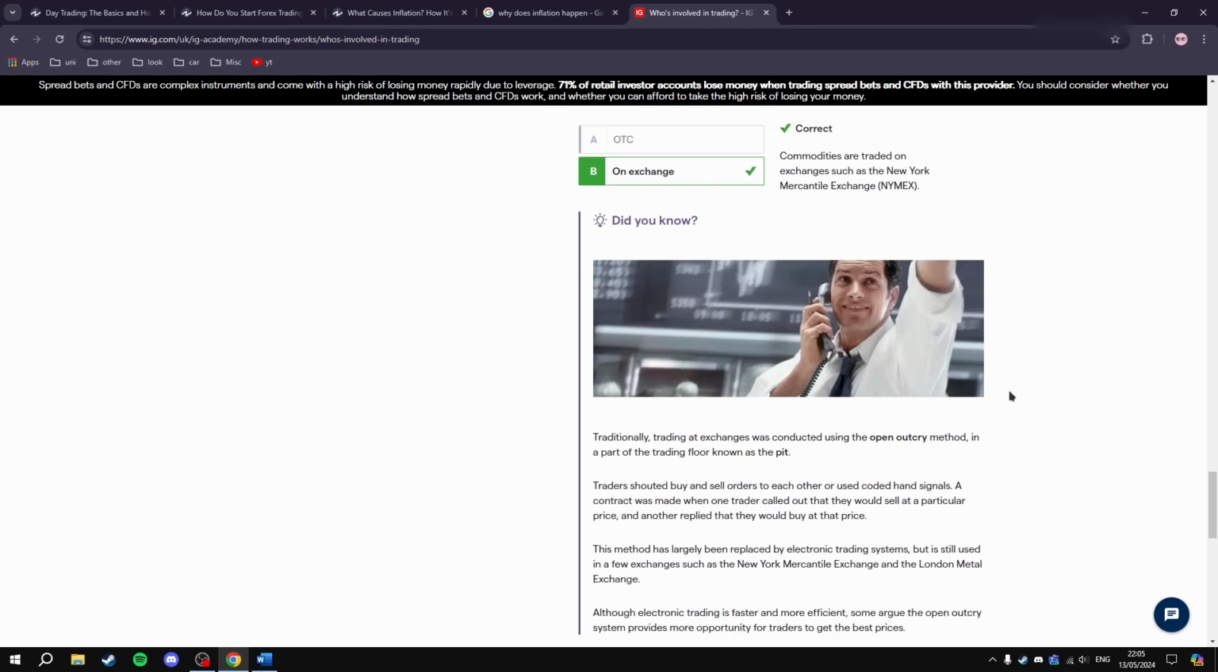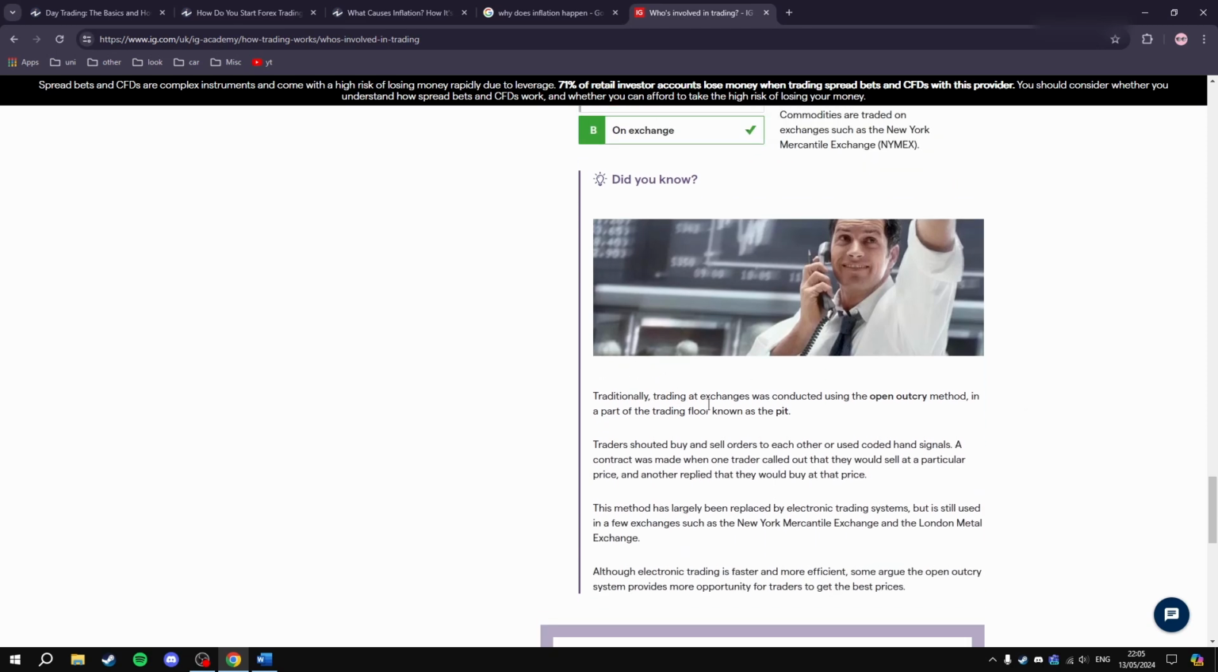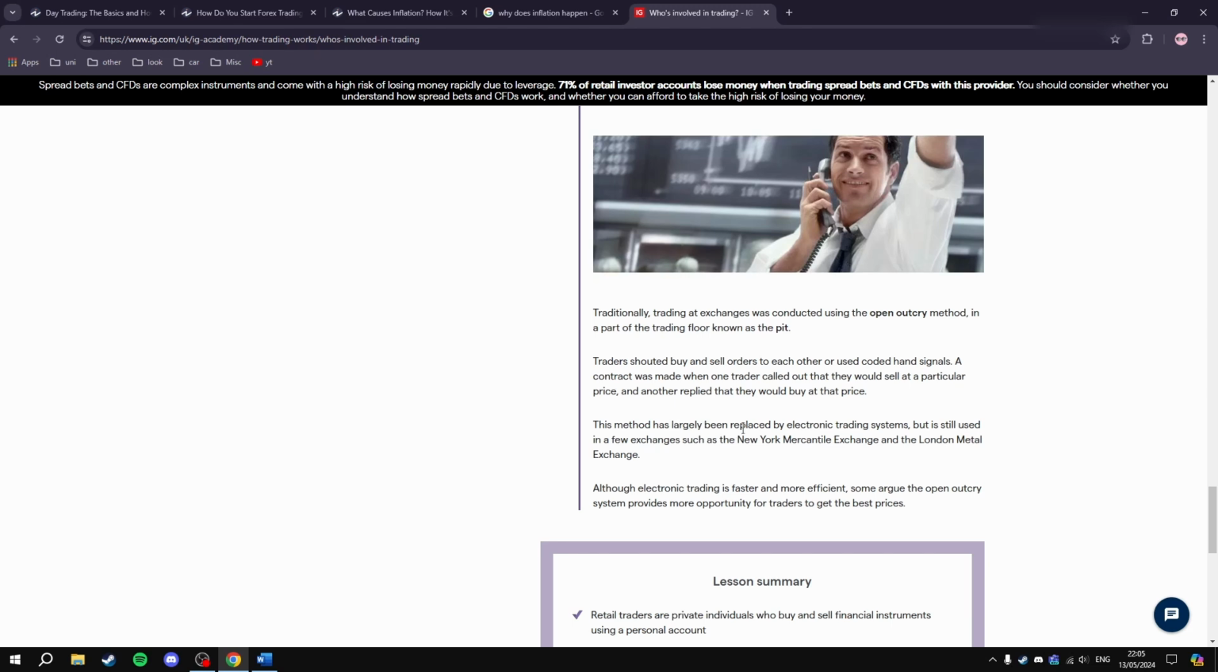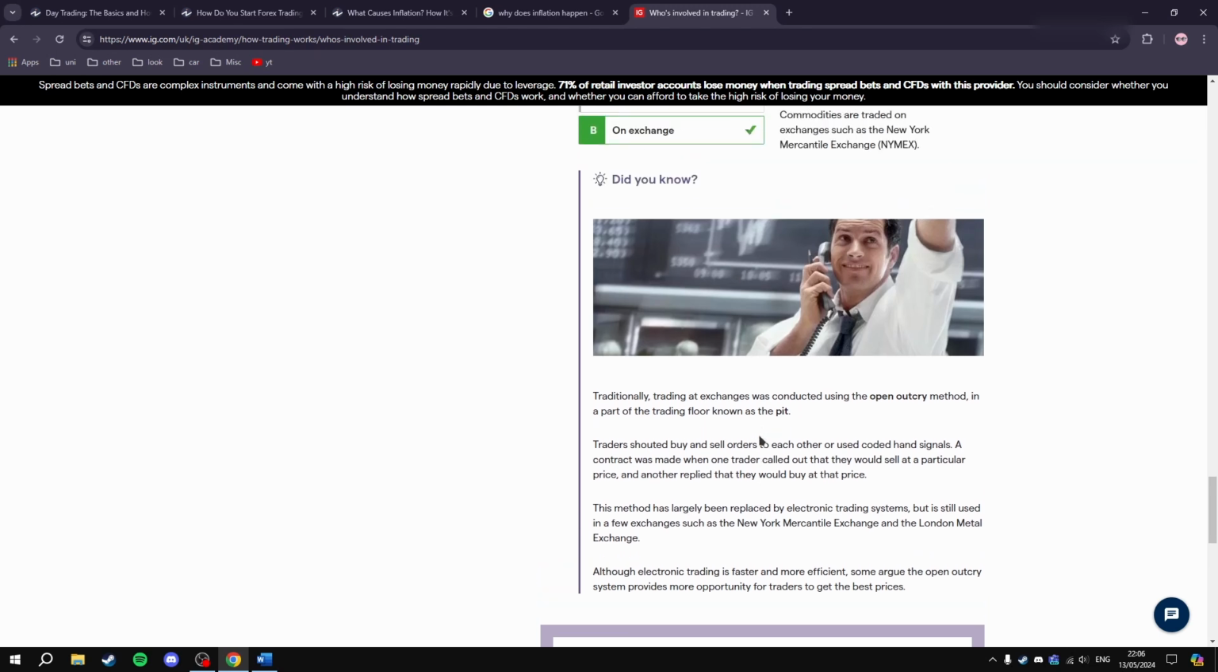Yep. Did you know? Traditionally, trading at exchanges was conducted using the open outcry method in a part of the trading floor known as the pit. Traders shouted buy and sell orders to each other or used coded hand signals. A contract was made when one trader called out that they would sell at a particular price, and another replied that they would buy at that price. This method has largely been replaced by electronic trading systems, but is still used on a few exchanges, such as the New York Mercantile Exchange and the London Metal Exchange. Although electronic trading is faster and more efficient, some argue the open outcry system provides more opportunity for traders to get the best prices. The pit.